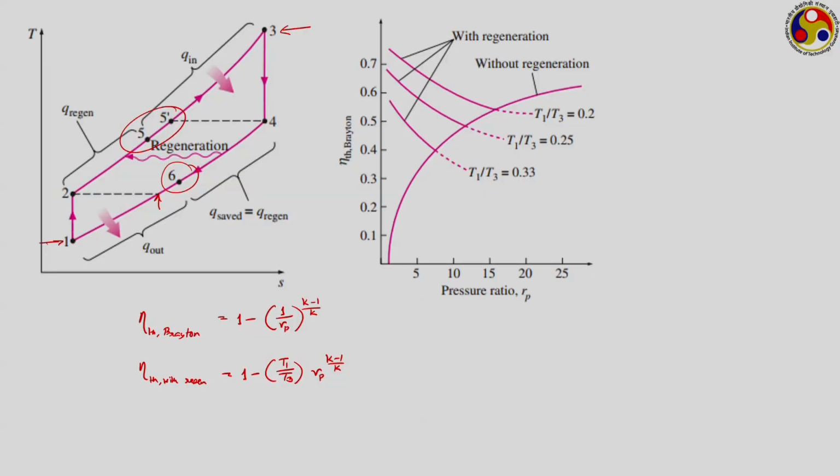As you can see, as the ratio of minimum to maximum temperature keeps on increasing, the efficiency keeps on reducing.